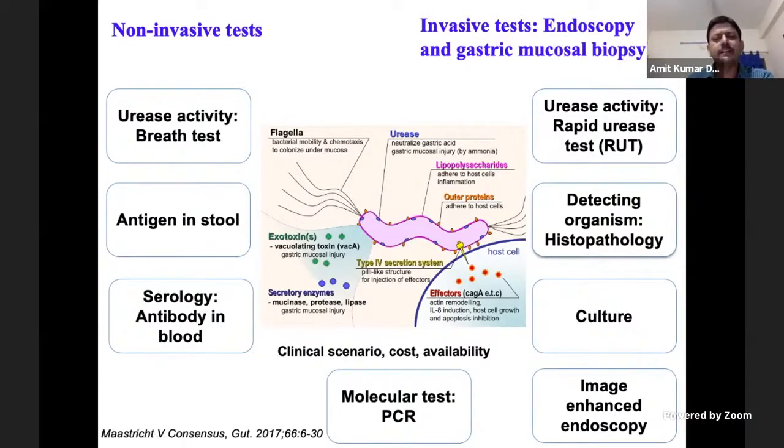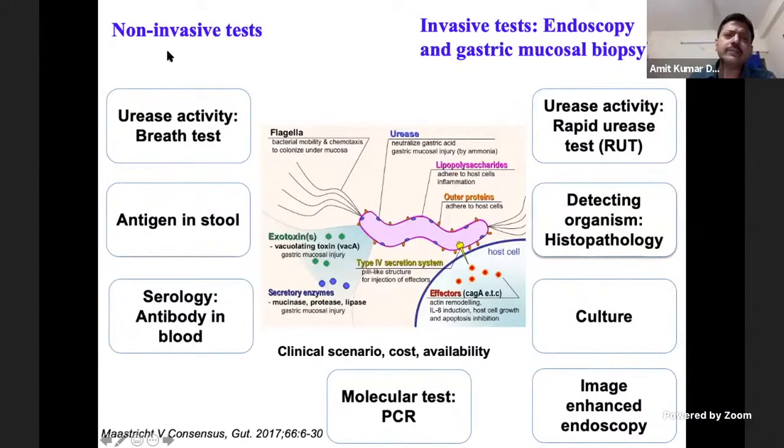And these tests, again, as I said, make use of different properties of the bacteria. And these tests are broadly divided into two main groups. You have the non-invasive test and you have the invasive test. So the main difference is that in non-invasive tests, you do not require an upper GI endoscopy, whereas in invasive tests, you require endoscopy with gastric mucosal biopsy.